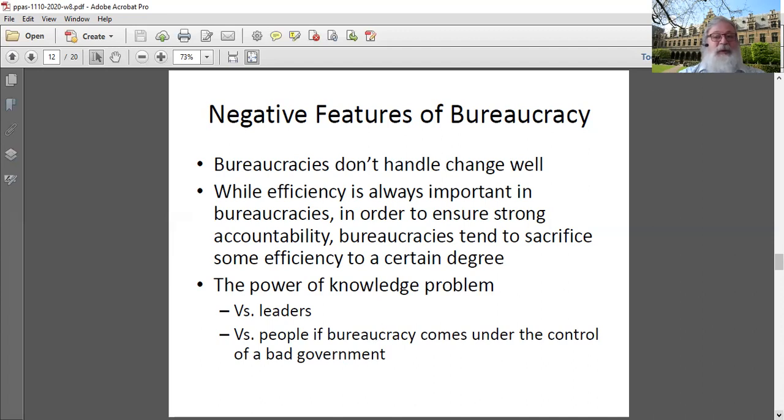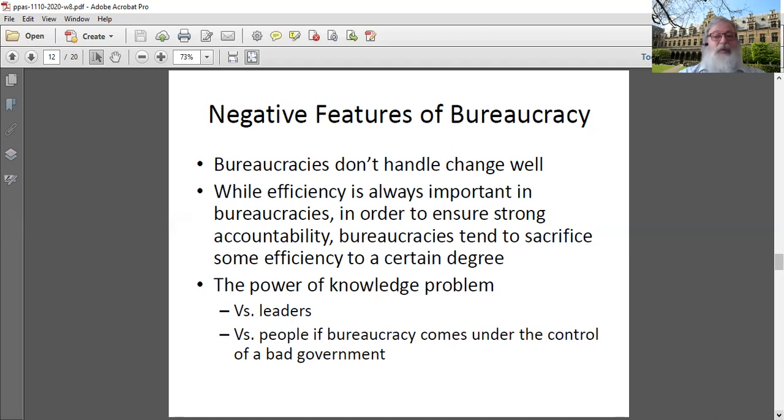So the first problem of the power of knowledge is the power of the senior public servants versus the democratically accountable minister, because the senior public servants have far greater knowledge and far greater information about the field they're working in than does the minister.